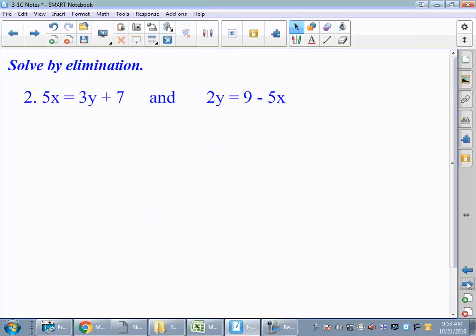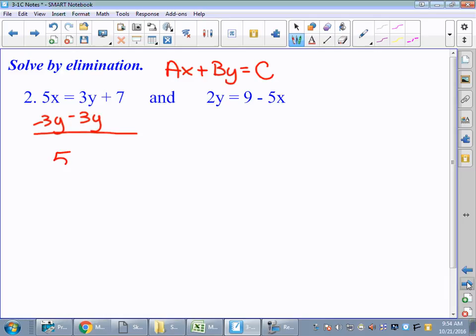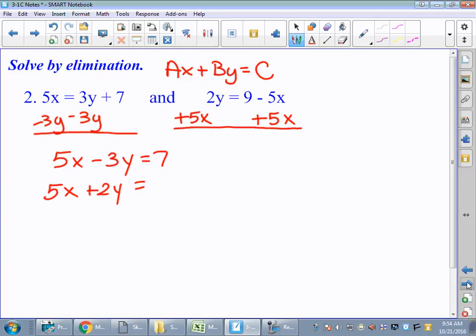Let's try another one. In this example, we're not lined up the correct way. So the very first thing I'm going to do is make my x values first, then my y values, and set it equal to the number. In the first equation, that means I need to subtract 3y from both sides. So I end up with 5x minus 3y equals 7. In the second equation, it requires that I add 5x to both sides. When I write that down, I'm going to put it underneath this one: 5x plus 2y equals 9.